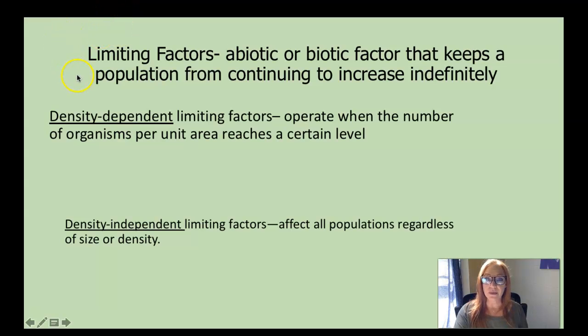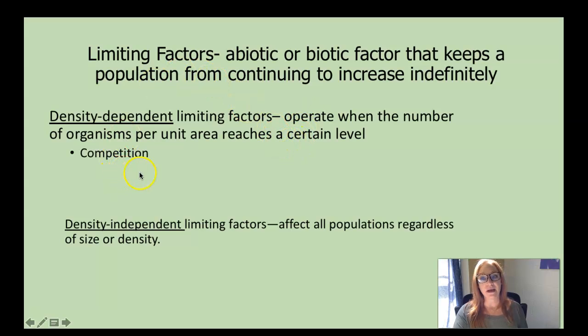What happened to them, and how did that affect the other organisms that ate those plants as well? What happened to the river? Okay. So there are these factors that keep a population from continuing to increase indefinitely. They just can't, or they become a burden on the environment.